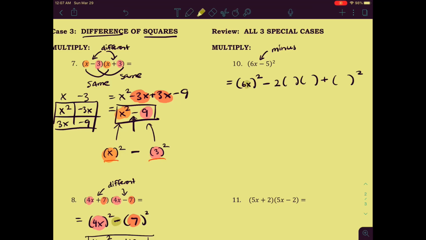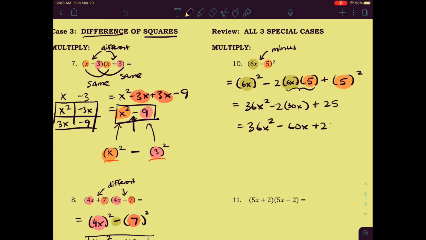Again, the first term is 6x. So I'm going to put a 6x here. I'm also going to put a 6x there as well, right? And then I notice that this 5 is going to go here and here, right? So I'm going to have a 5 here. I'm going to have a 5 here. When you carefully multiply this out, 6x times 6x is 36x squared, minus 2 times 6x times 5, that's just 30x. And then plus 5 times 5 is 25. If you simplify this out carefully, you get 36x squared minus 2 times 30x is 60x plus 25. And this is your final answer.